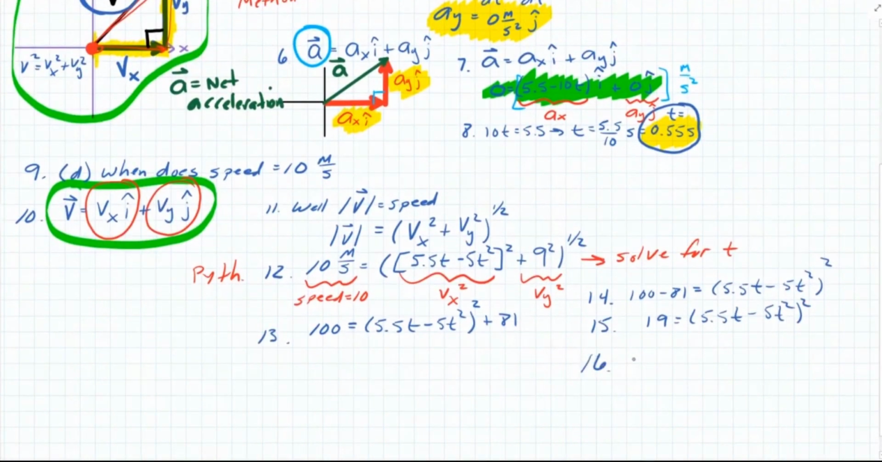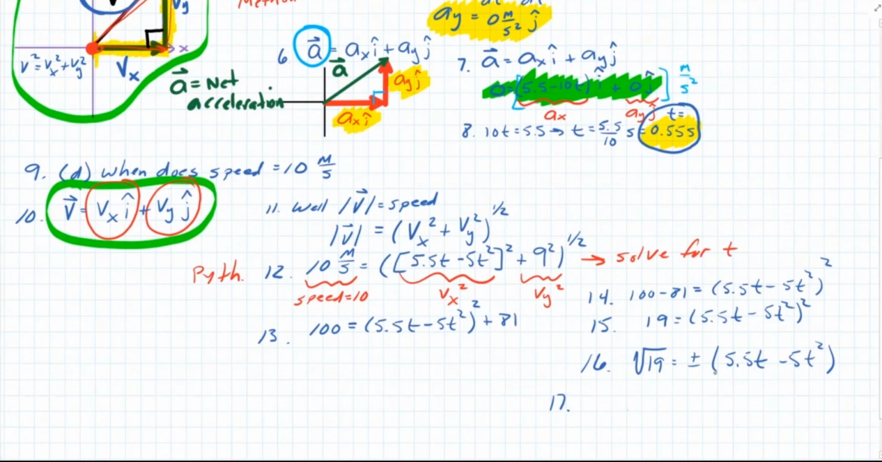Ready? The square root of 19 equals plus or minus the square root of 5.5t minus 5t squared. And this is Pythagorean theorem. I'm sorry, this is quadratic. This is a quadratic function. So here's how this boils down to me.